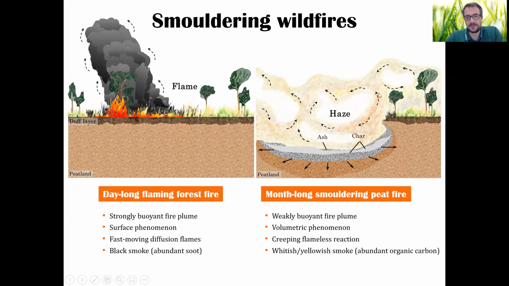First is that the plume that it produces is not as hot as the flaming plume. So it's not as buoyant, so it doesn't go high up. It stays after a few meters, no more than the height of a building, and it starts to propagate laterally. It floods the land and stays in the region where it has been produced. And it leads to this phenomenon that we call a haze.